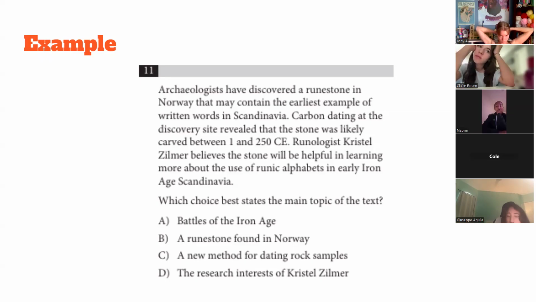The second sentence, if I were to summarize it, just talks a little bit about carbon dating, but that's obviously not the main focus. So a new method for dating rocks would not be the answer here. Most of the paragraph relates to this stone. And next, runologist Crystal Zilmer believes that it might be helpful in learning this language.